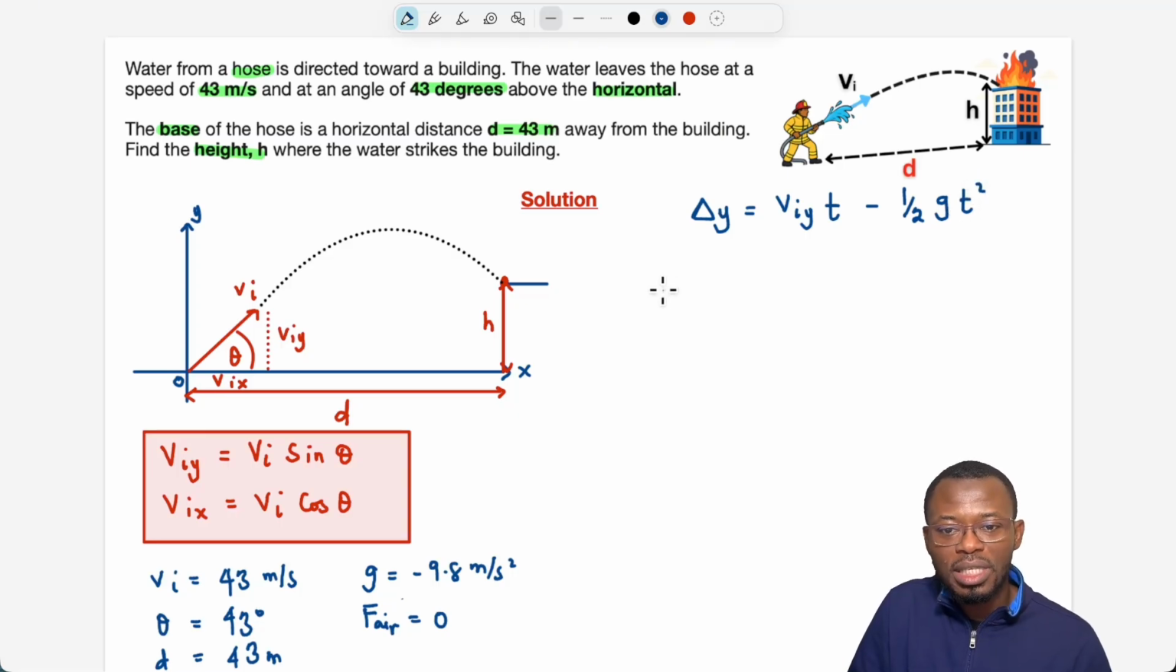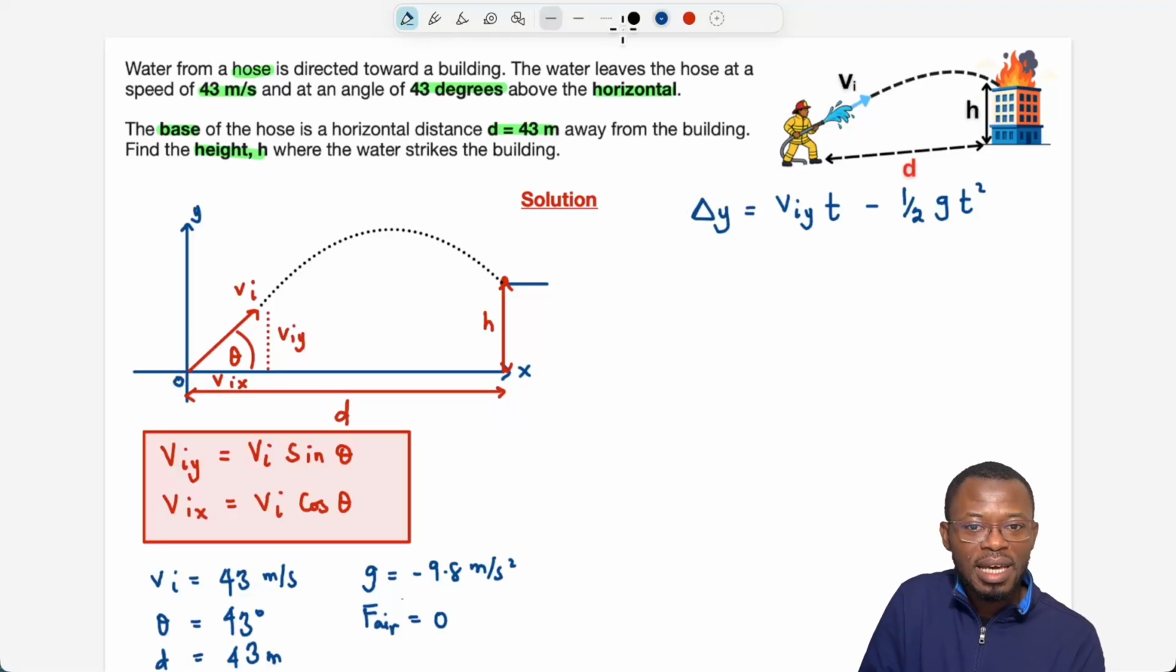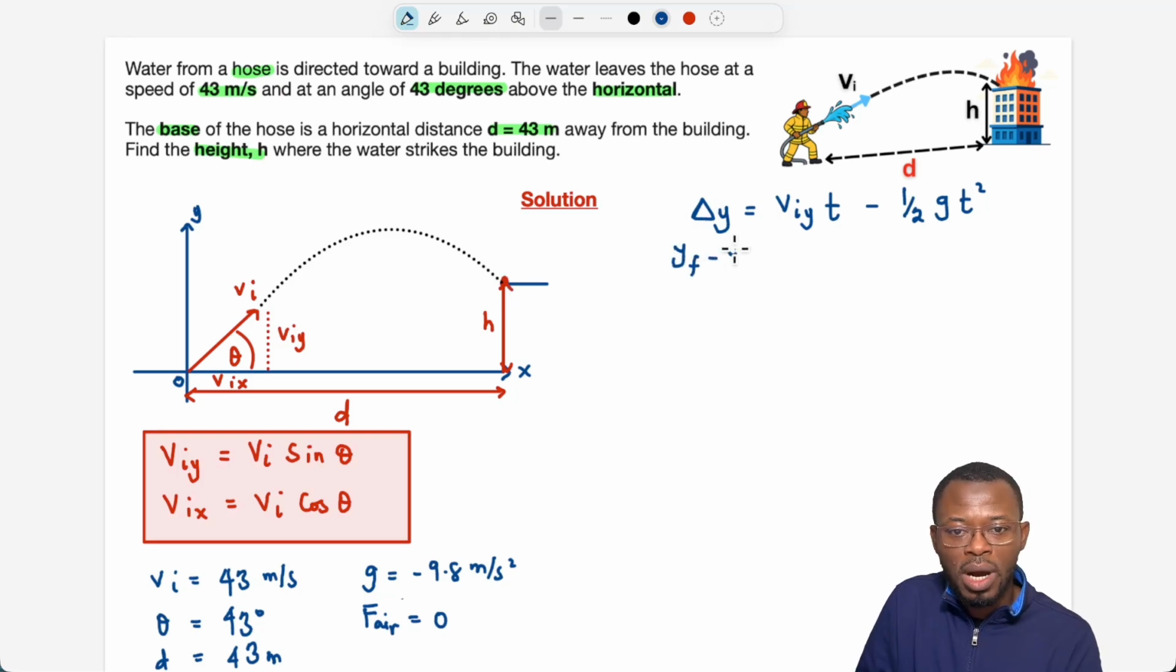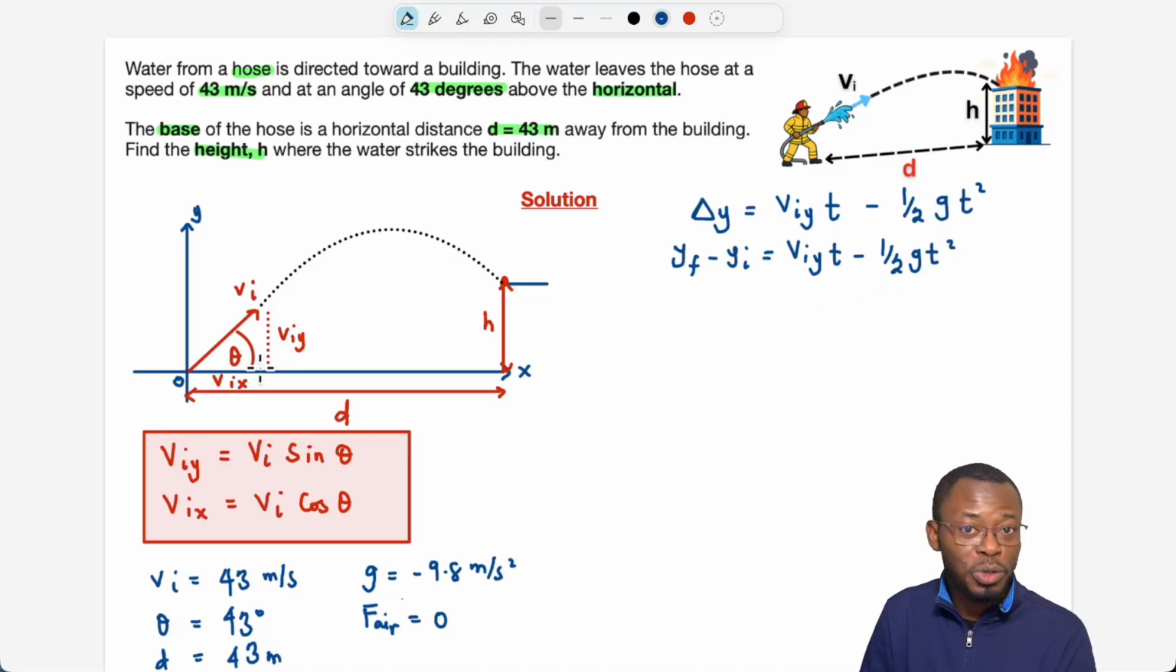If we use this equation, this delta y with our origin being the 0, and that vertical height we are looking for is here. So delta y is y final minus y initial equals viy times time minus 1/2 g t squared. That is the importance of our coordinate system. It tells you where what is and in what direction what is.